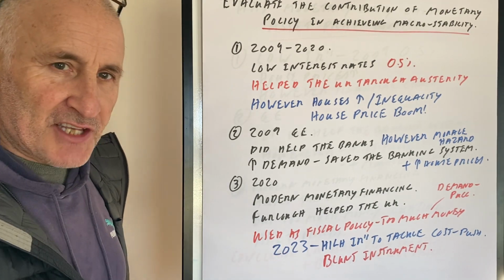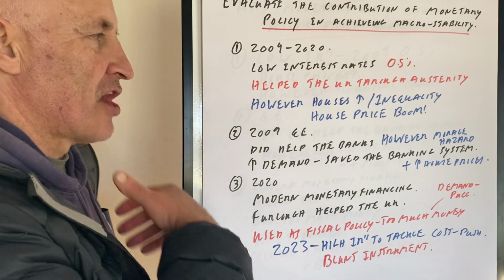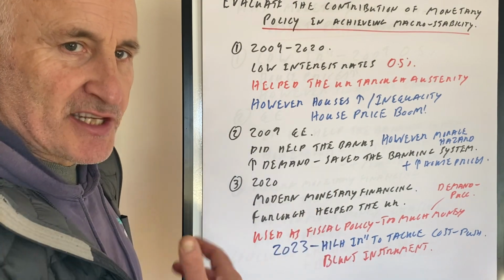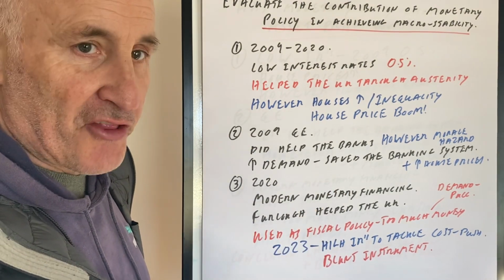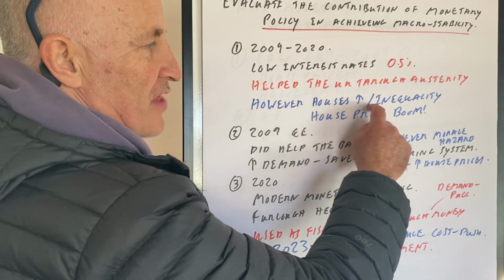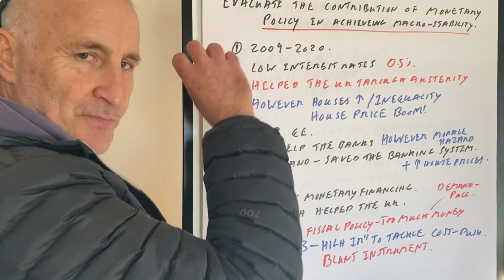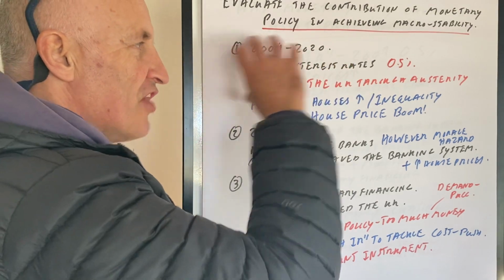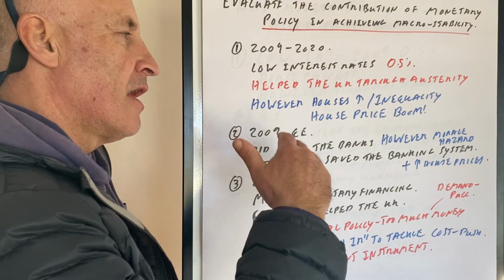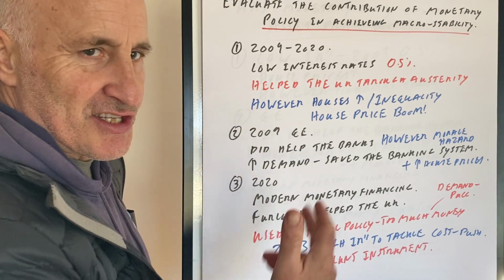However, it has stored up problems for the future because house prices have increased massively, creating the potential of another asset price boom. Also, that has led to a rise in inequality. Pretty successful policy, nice and easy to evaluate. Not brilliant, but at least it saved the UK economy.